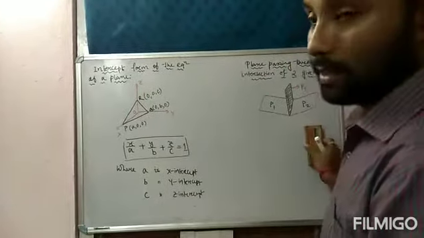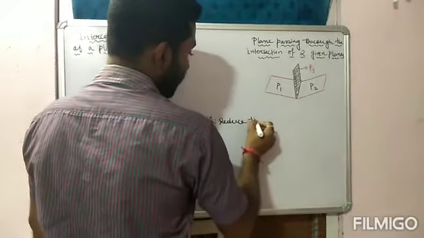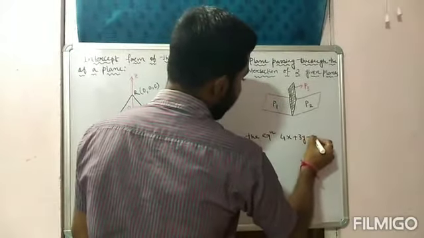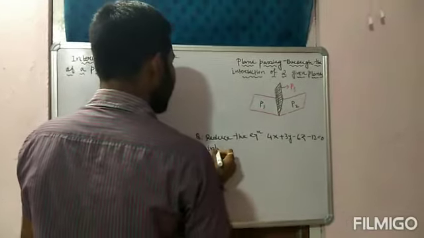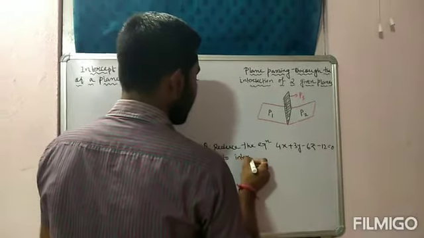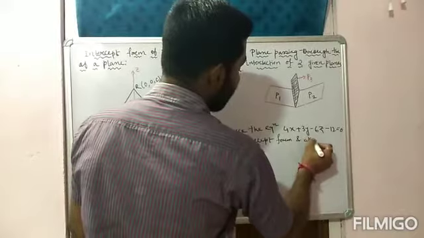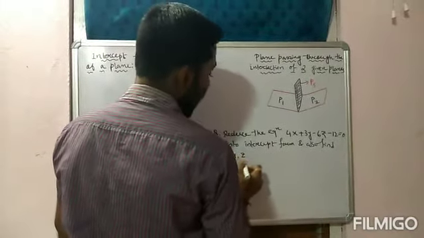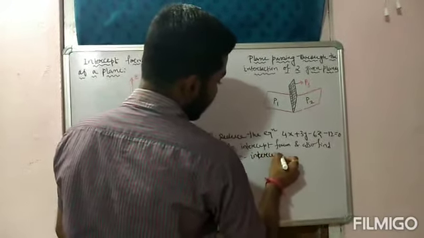Now I'll give one example. Question: reduce the equation 4x + 3y - 6z - 12 = 0 into intercept form, and also find the x, y and z intercepts.